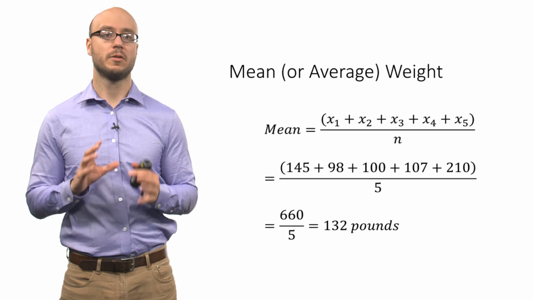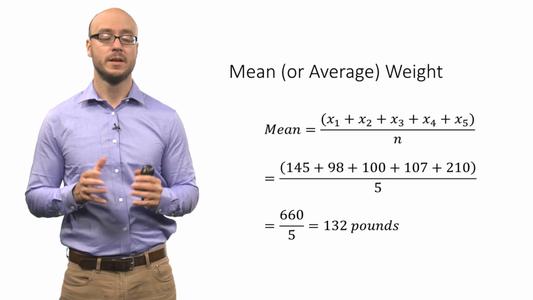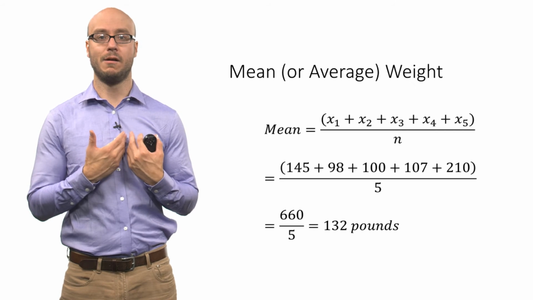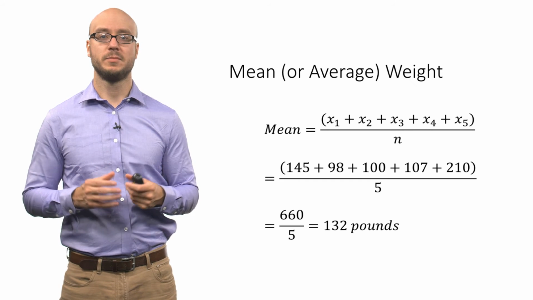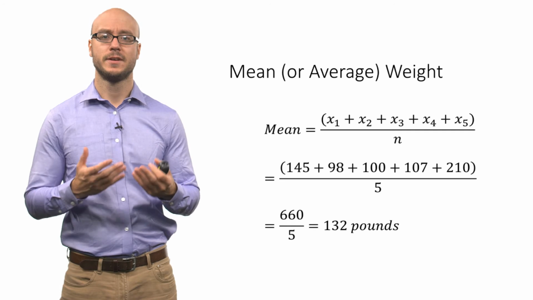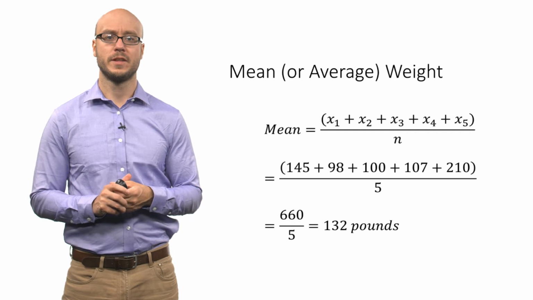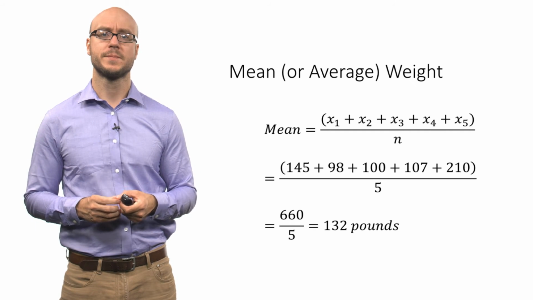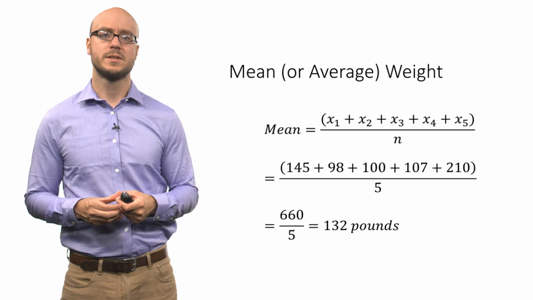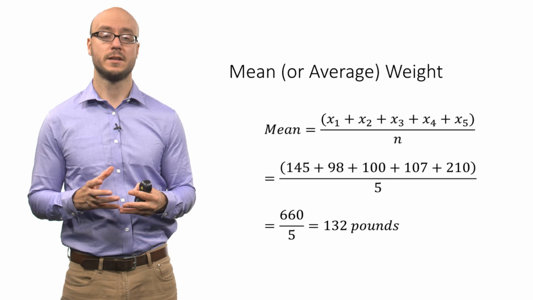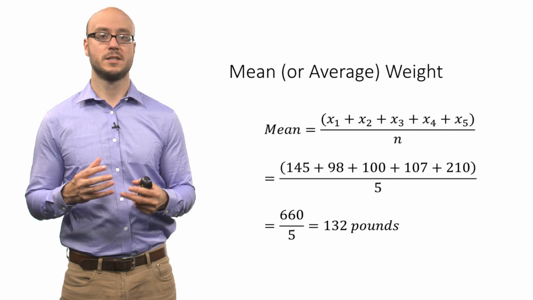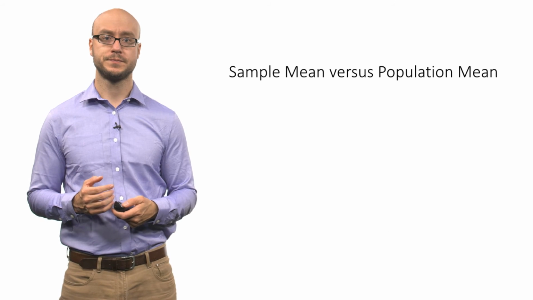So when we talk about the mean or average, it means the same thing. In statistics, we like to call the average the mean, just because we like to be fancy and use a sort of adult language now that you're taking a real statistics course. So the mean of this set of observations is 132 pounds. You can kind of think of this as the typical person in this data set. You know, the typical person in this data set is 132 pounds.